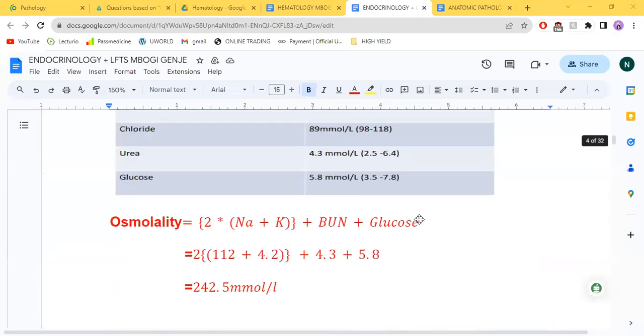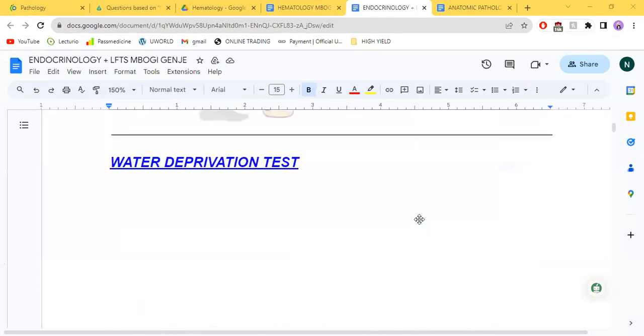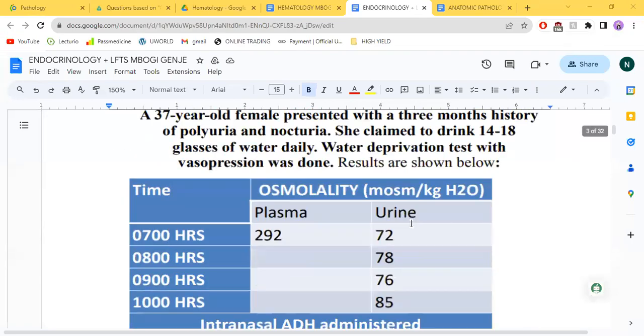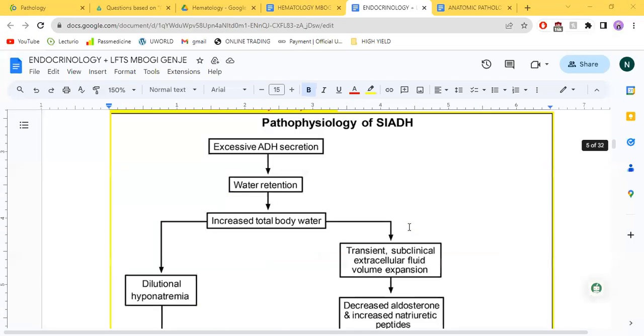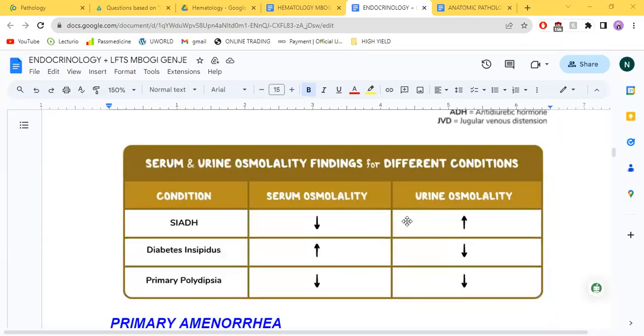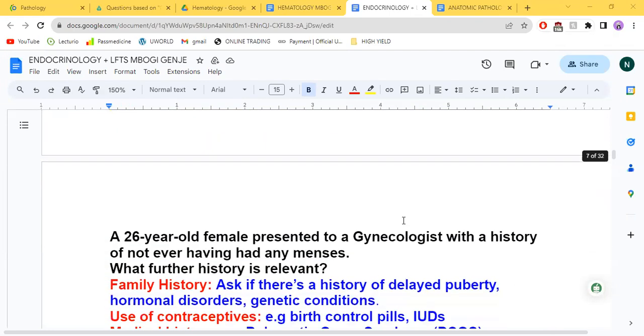So if you brought any question on renal pathology related to clinical chemistry, I think that's clear. I hope that's clear. So we can start with this one.